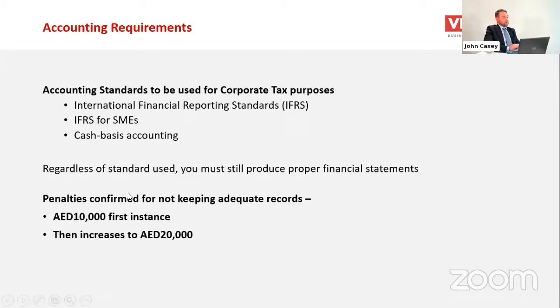The ministry also confirmed what the penalty is for not keeping correct accounts. Right, so straight away, if they find that you haven't been keeping the correct financial records, you get the 10,000 dirham fine straight off, and then 20,000 dirhams if you don't remedy it. So it's quite significant, and it's a real kick from the ministry to make sure that everyone is starting to keep proper accounting records.